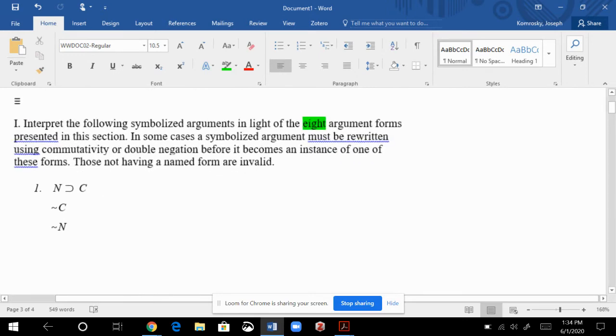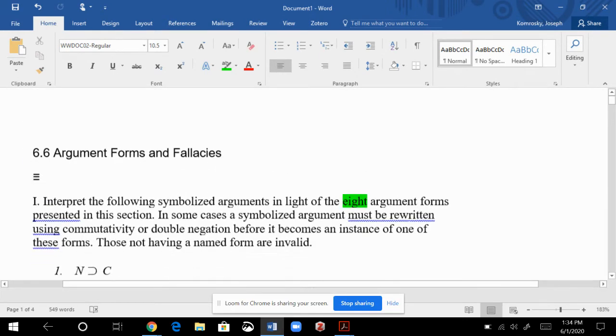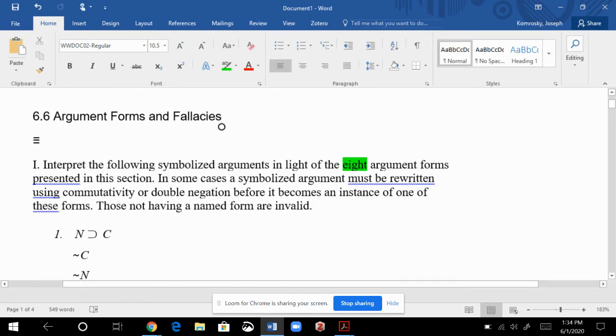So on number 1, depending on what kind of homework you have, interpret the symbols in light of the 8 argument forms presented, and then basically, what form is this? Is it a valid form? If so, what name is it? Is it invalid? Give me the name. Is it invalid but doesn't have a name? No problem. Just put invalid.